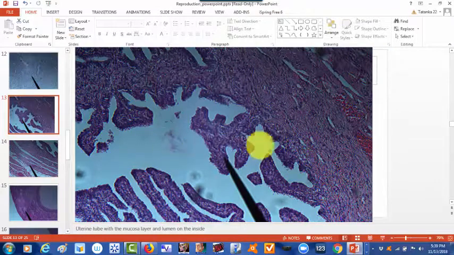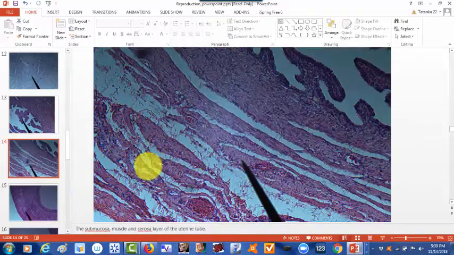So yeah, this is the lumen. These little finger projections with the layer of cells on top is called the mucosa. The muscularis would be out here, and then the serosa is the very outside layer.